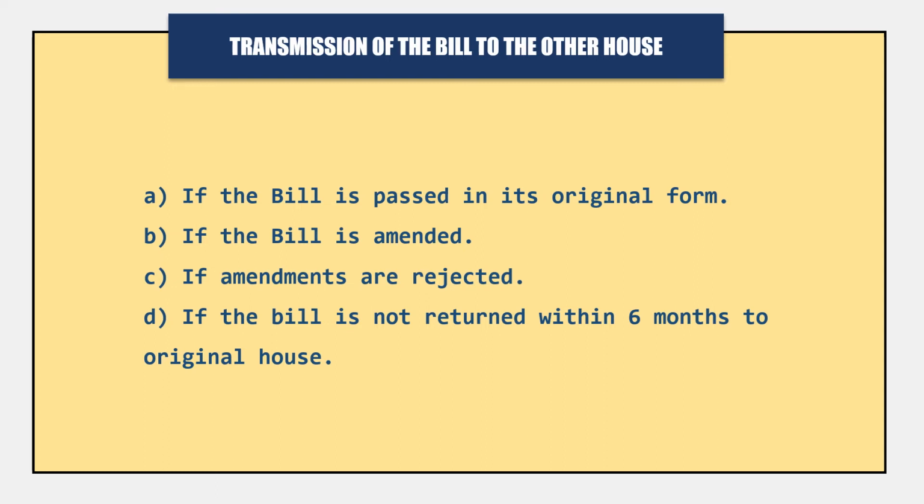B. If the bill is amended, the amended bill is returned to the originating house where the amendments are considered. If amendments are accepted, the originating house sends a message to the other house.